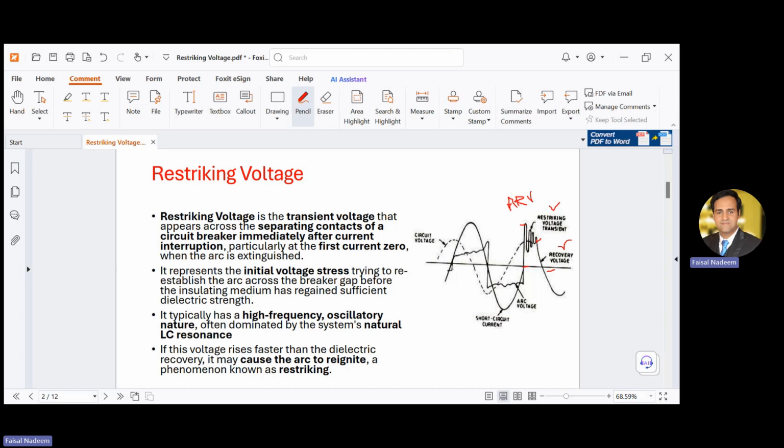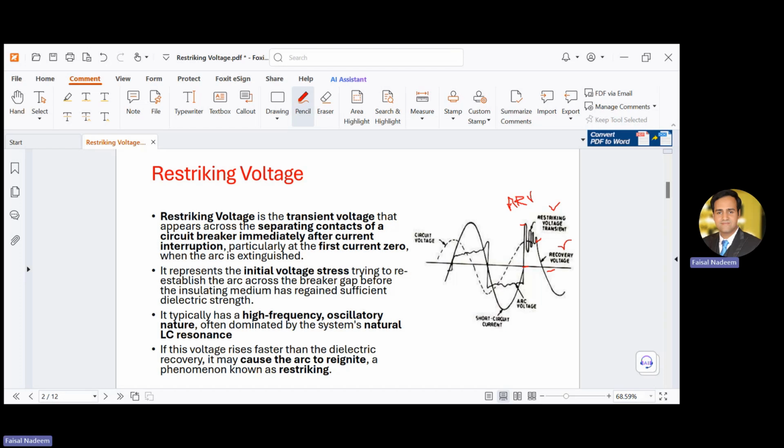So what does it represent? It represents the initial voltage stress trying to re-establish the arc across the breaker gap before the insulating medium has regained sufficient dielectric strength. So it is responsible for again starting the arc in the circuit breaker. It typically has a high frequency and oscillatory nature, often dominated by the system's natural RLC resonance.